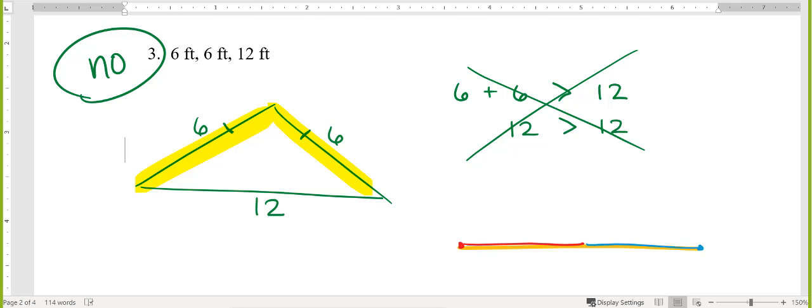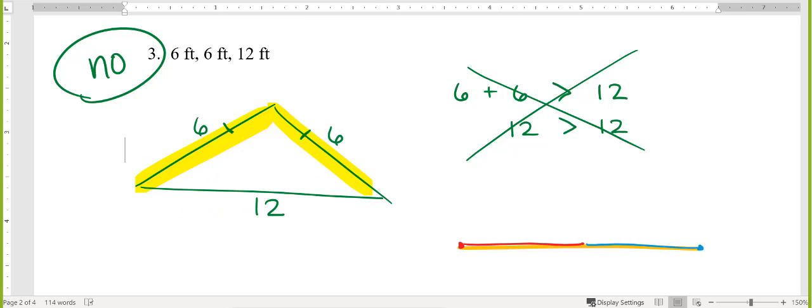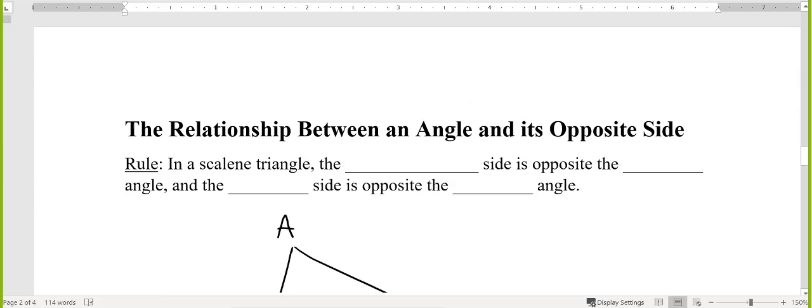Okay, on the last two examples, I did not continue on and show you like 6 plus 12, is it bigger than 6? And then is 6 plus 12 bigger than 6? I didn't have to go to those other two inequalities because I found an inequality that was not true, and I stopped there. All right, new concept. Next page.